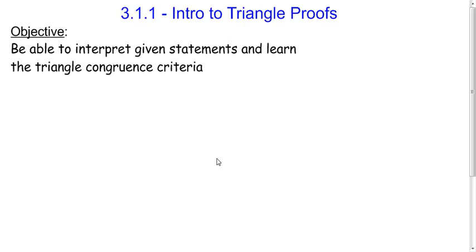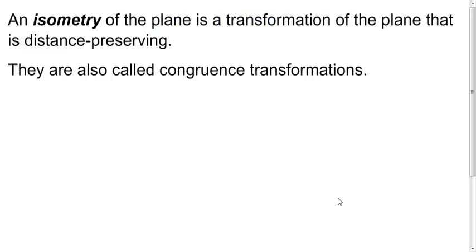Hello class. In this video we'll be learning how to extract information from given statements, and we'll also be learning the 5 different triangle congruence criteria. Little vocab first. All of the basic rigid motions we've already learned are all examples of isometries. Those are also called congruence transformations. And basically, it's something you do to a figure, and all the distances are preserved.